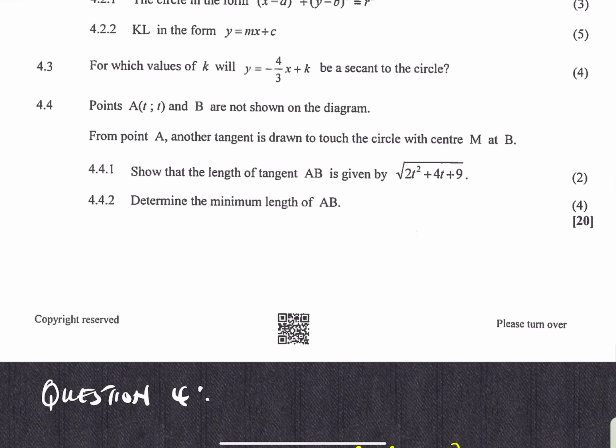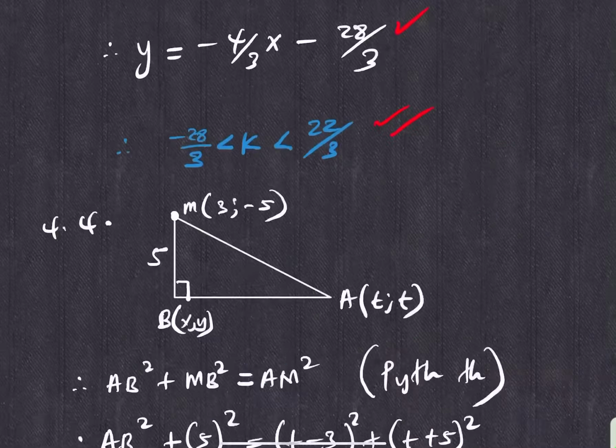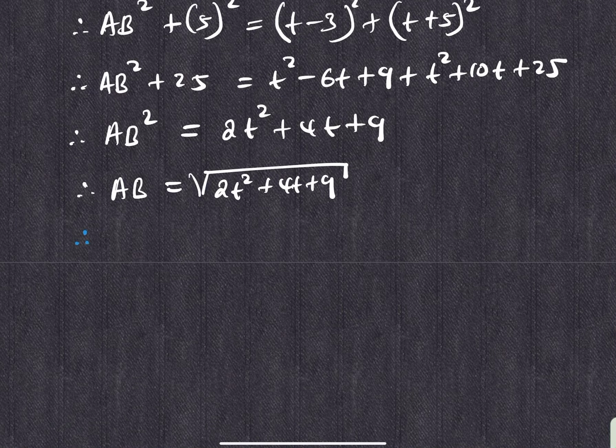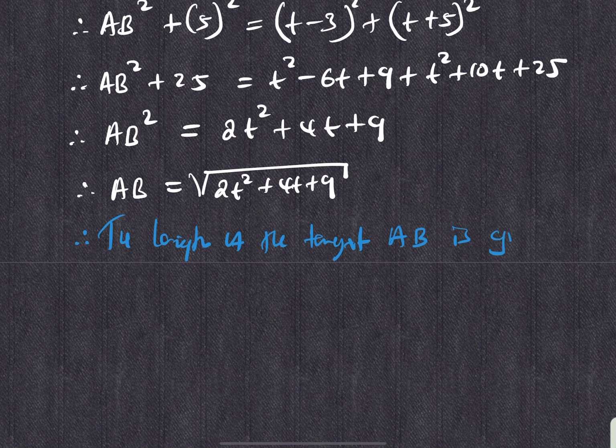Show that the length of the tangent AB is given by that. So you can just waste time again, say that therefore the length of the tangent AB is given by, you can just copy this work here and put it here.